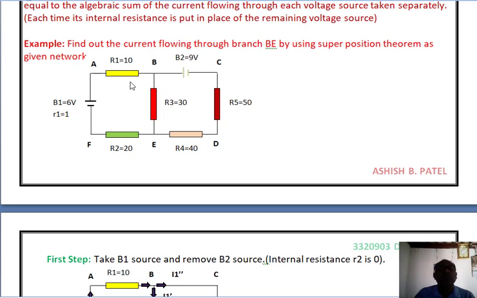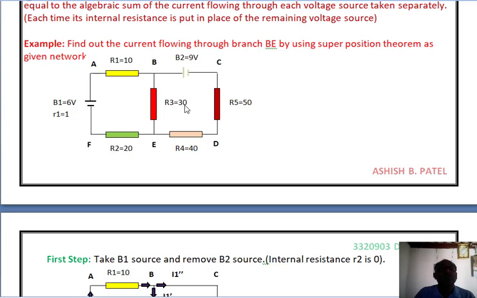Here we are taking one example. Battery B1, with an internal resistance of 1 ohm, is connected to the network, and another voltage source B2, 9 volt, is used, but its internal resistance is not given. That means we are considering its internal resistance to be 0 ohms. As shown in this network, we need to find the current passing through the BE branch, that means the current passing through this 30 ohm resistance.